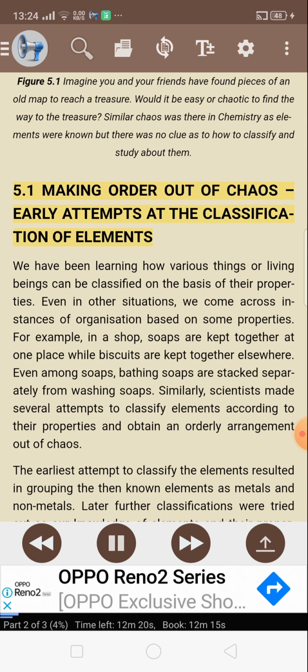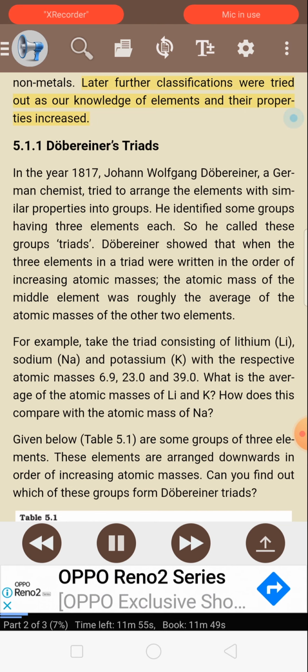5.1. Making order out of chaos. Early attempts at the classification of elements. We have been learning how various things or living beings can be classified on the basis of the properties. Even in other situations, we come across instances of organization based on some properties. For example, in a shop, soaps are kept together at one place while biscuits are kept together elsewhere. Even among soaps, bathing soaps are stacked separately from washing soaps. Similarly, scientists made several attempts to classify elements according to the properties and obtain an orderly arrangement out of chaos. The earliest attempt to classify the elements resulted in grouping the then known elements as metals and non-metals. Later further classifications were tried out as our knowledge of elements and the properties increased.